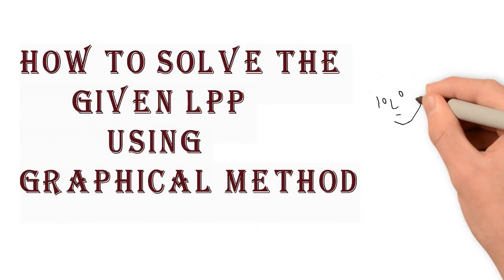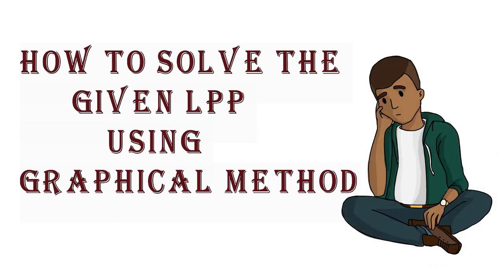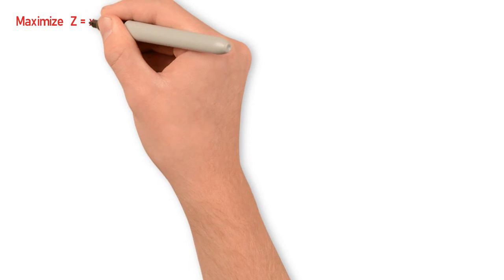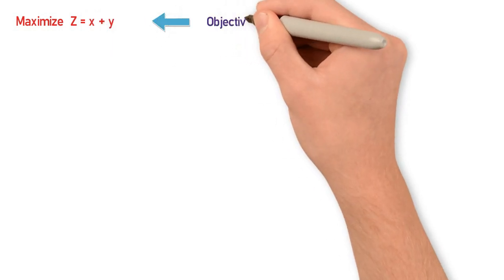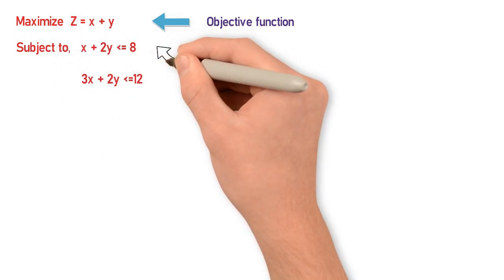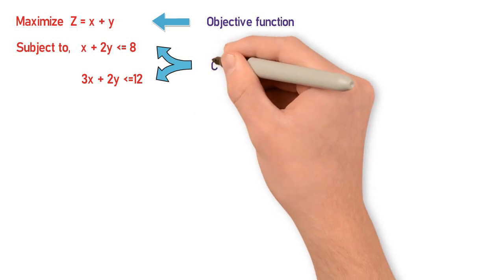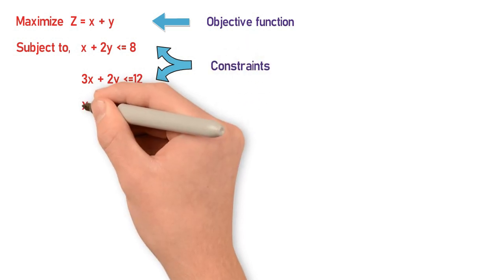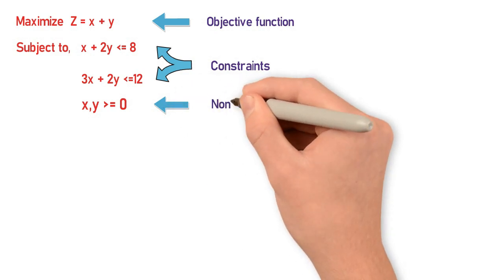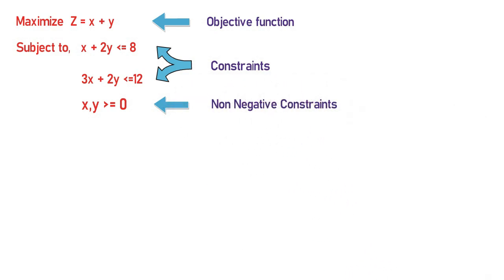Today we will see how to solve the given LPP using graphical method. Let us solve a maximization problem based on graphical method. So here, maximize z equal to x plus y is your objective function, subject to the constraints x plus 2y less than or equal to 8 and 3x plus 2y less than or equal to 12. x, y greater than or equal to 0 is your non-negative constraint.